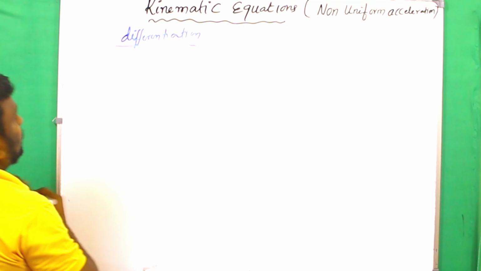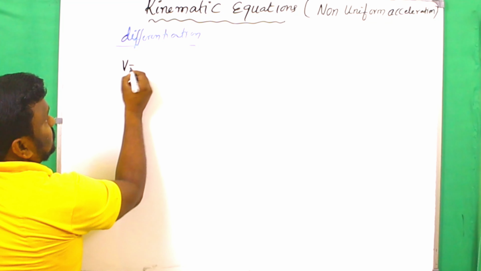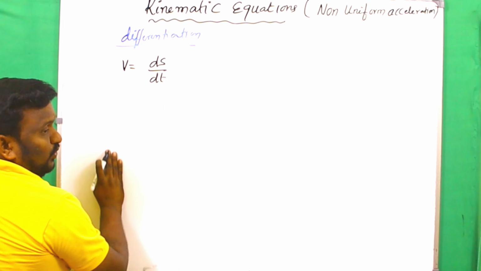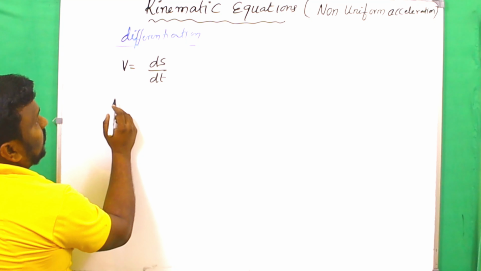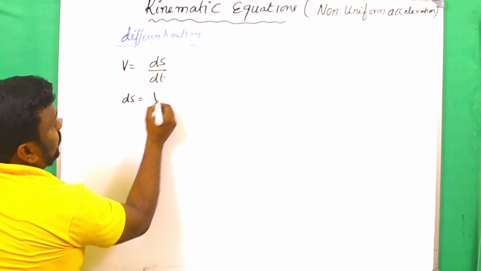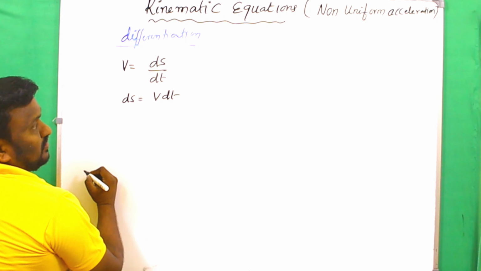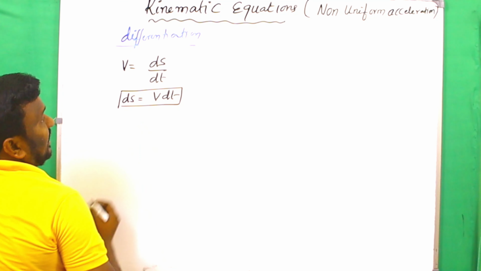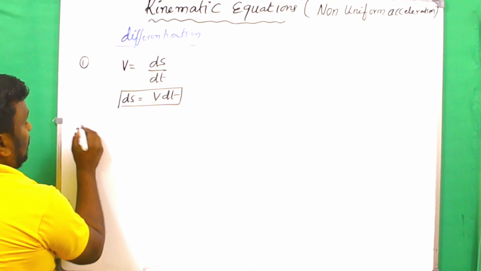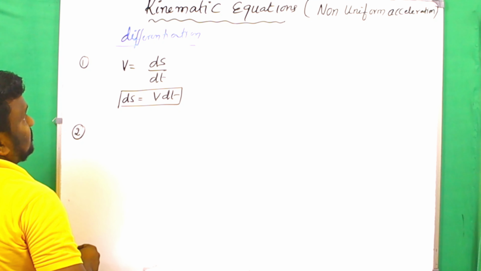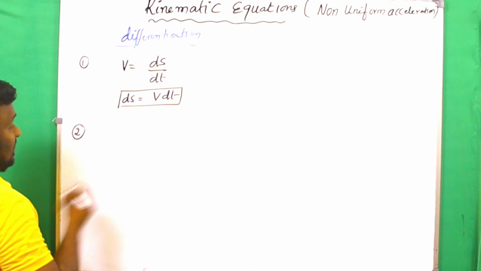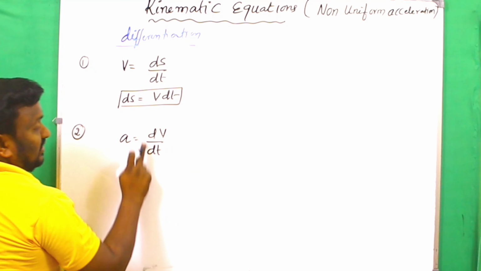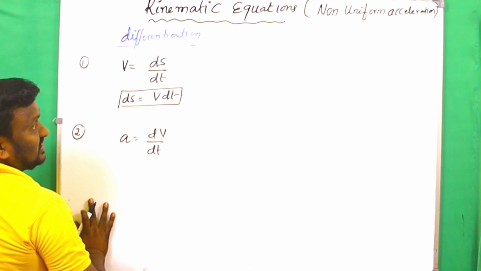First thing, we know that v is equal to ds by dt. Rate of change of displacement is what we call velocity. Then obviously ds is equal to v into dt. Clear? So this is the first one. And the next one, already we know acceleration. How can we write acceleration? a is equal to d by dt of v, or dv by dt. Rate of change of velocity is what we call acceleration.